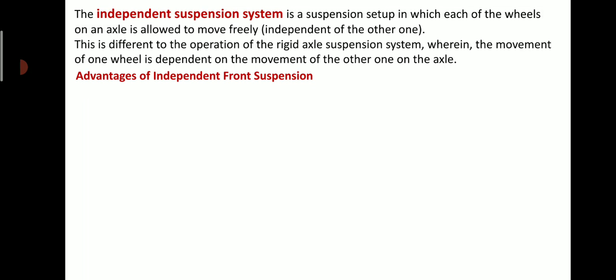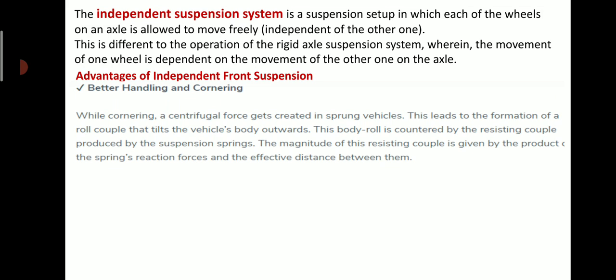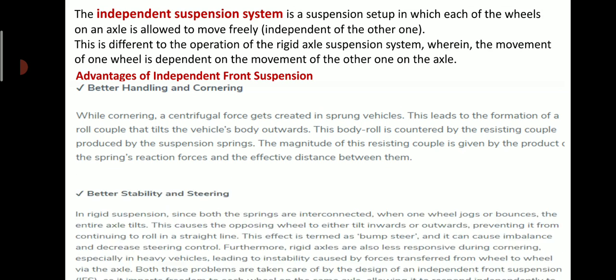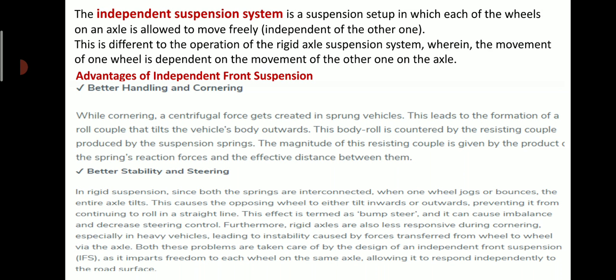What are the advantages? Let us see the advantages of independent front suspension. Number one, better handling and cornering. While cornering, a centrifugal force gets created in the sprung wheels. This leads to the formation of a roll couple that tilts the vehicle's body outward. This body roll is countered by the resisting couple produced by the suspension spring. The magnitude of this resisting couple is given by the product of the spring's reaction forces and the effective distance between them.